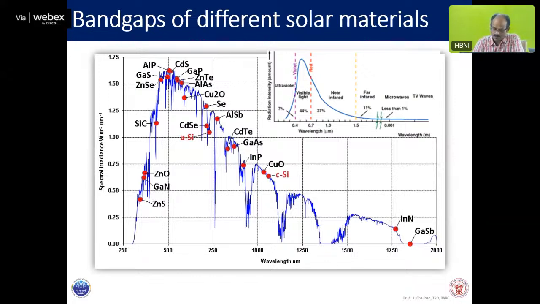So suppose when we are using silicon, the band gap is approximately 1.1 electron volt, which corresponds to nearly 1100 nanometer wavelength. So when light falls on silicon, any energy which is less than 1.1 eV will be totally transmitted. However, the energy which is more than 1.1 electron volt will be absorbed.